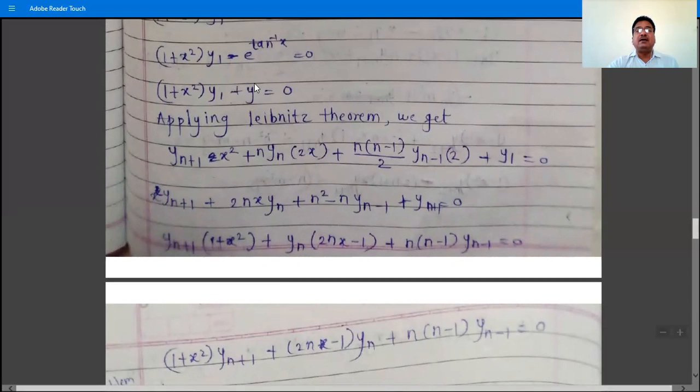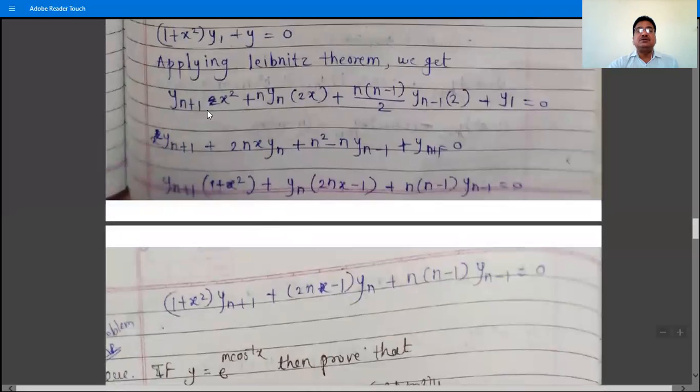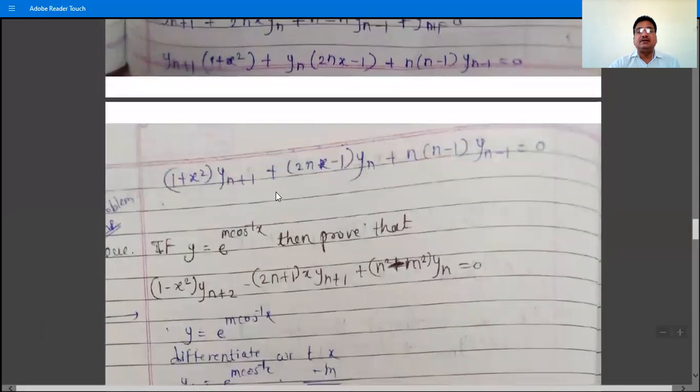Plus the derivative of y, the nth derivative of y is yn, so right here yn, and then collect the terms. So this is right here (1 plus x square) yn plus 1, and then collect the terms of yn, this right here yn. So simplify, and we have the final answer.